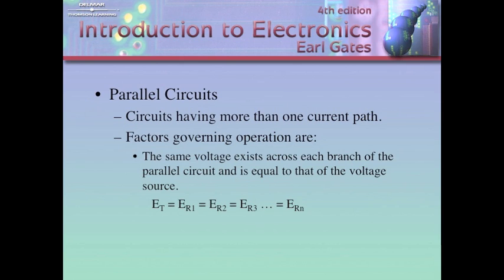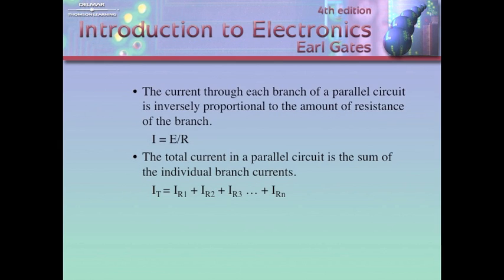The current through each branch of a parallel circuit is inversely proportional to the resistance of the branch. The same formula applies: I is equal to E over R. If the resistance increases, the current through that branch decreases. If the resistance in that branch decreases, the current through that branch will increase. There's an inverse proportional relationship between the two. Does that make sense?